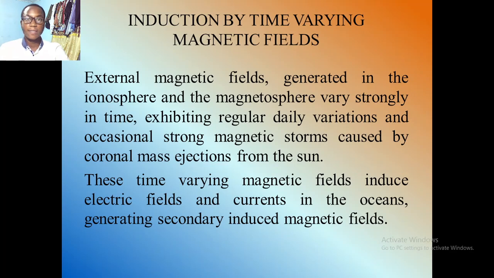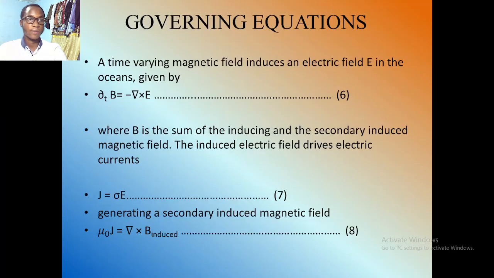Induction by time-varying magnetic fields. External magnetic fields generated in the ionosphere and magnetosphere vary strongly in time, exhibiting regular daily variations and occasional strong magnetic storms, which are caused by coronal mass ejections from the sun. These time-varying magnetic fields induce electric fields and currents in the ocean, generating secondary induced magnetic fields.